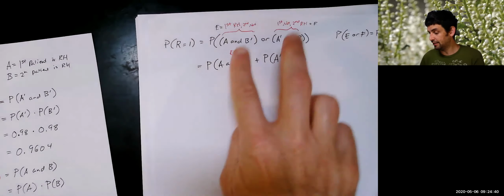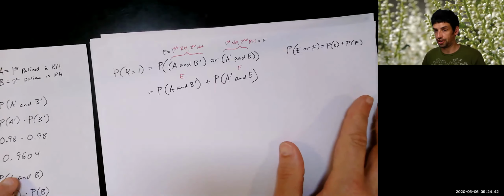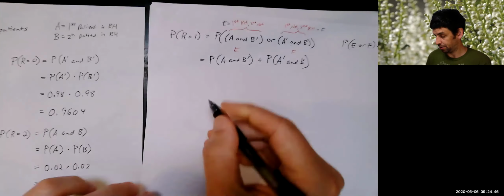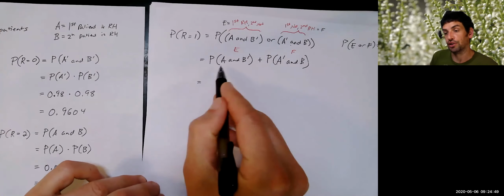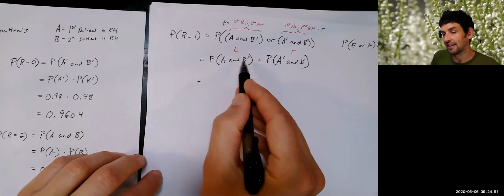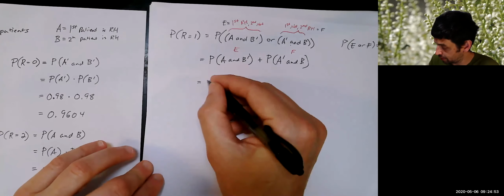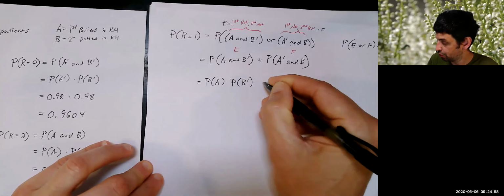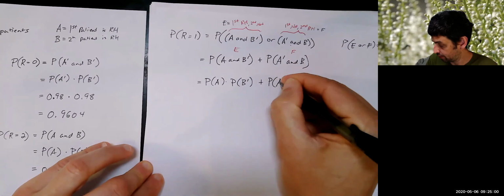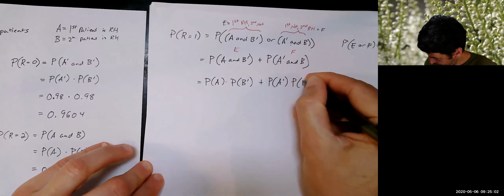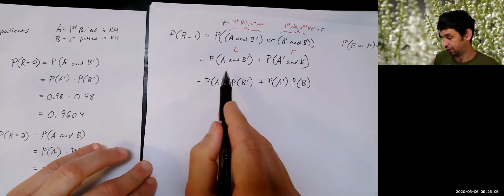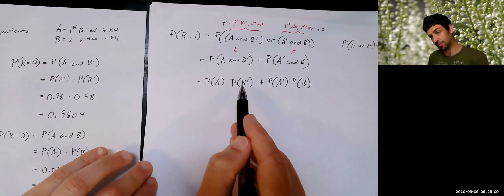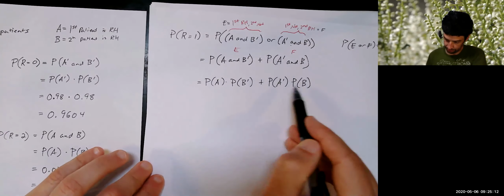Now that we've got these 2 complicated events separated from each other, let's deal with each one on its own. We do a multiplication rule here. And again, I've already said the hair color of the 2 patients is independent, so we can do the simple form of the multiplication rule. There's no conditional probabilities here. So I'm just going straight through my rule: the probability of A and B prime is the probability of A times the probability of B prime. And then this one is the reverse.